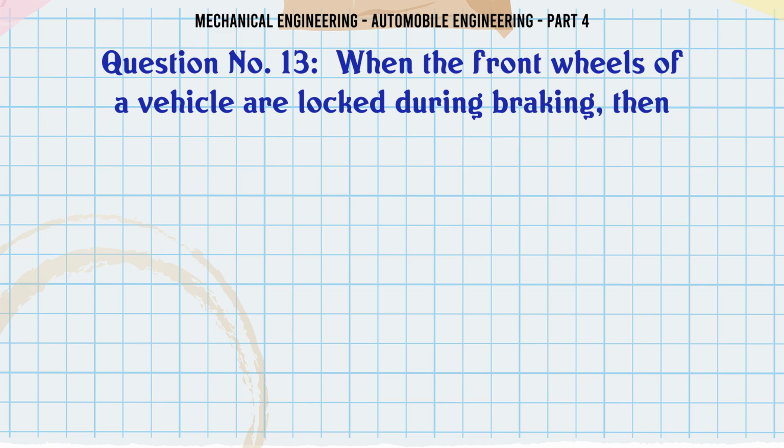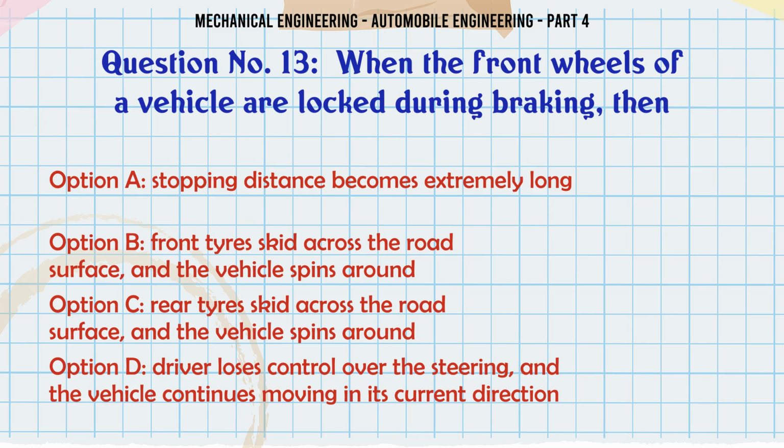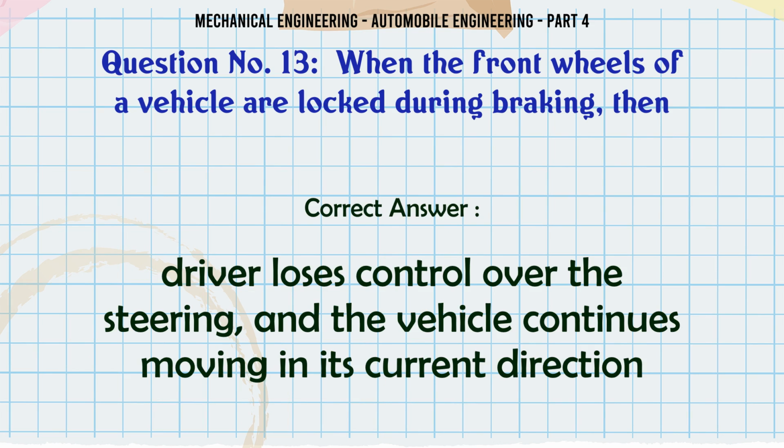When the front wheels of a vehicle are locked during braking, then A. stopping distance becomes extremely long. B. front tires skid across the road surface and the vehicle spins around. C. rear tires skid across the road surface and the vehicle spins around. D. driver loses control over the steering and the vehicle continues moving in its current direction. The correct answer is driver loses control over the steering and the vehicle continues moving in its current direction.